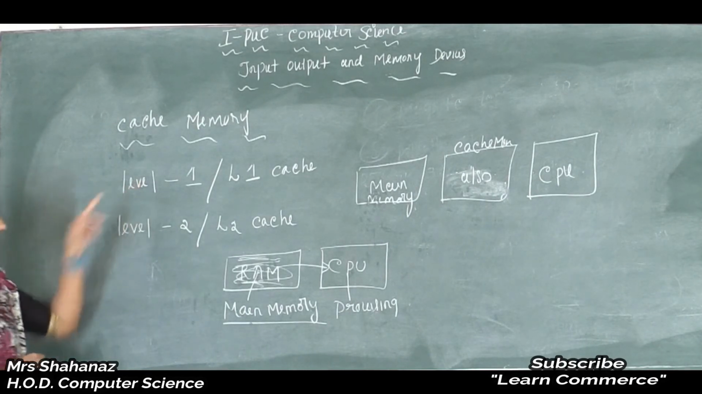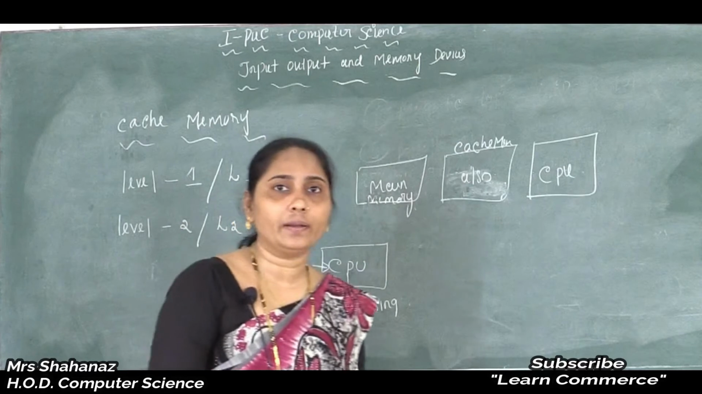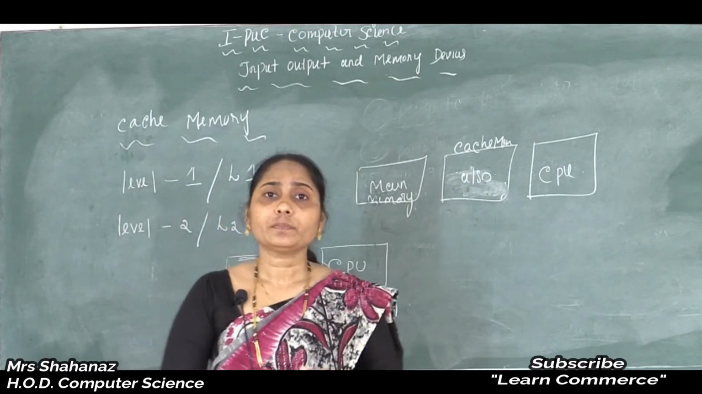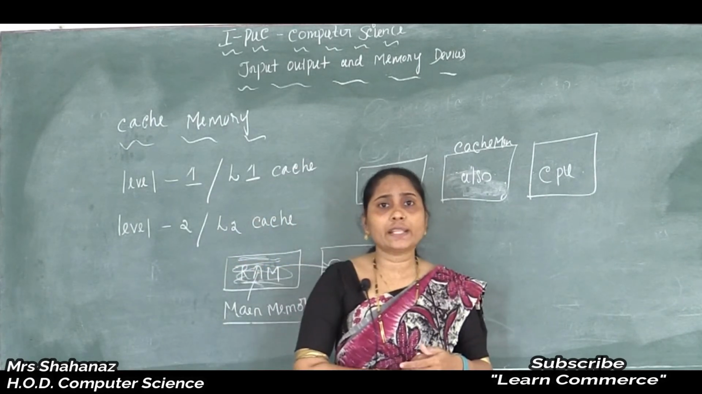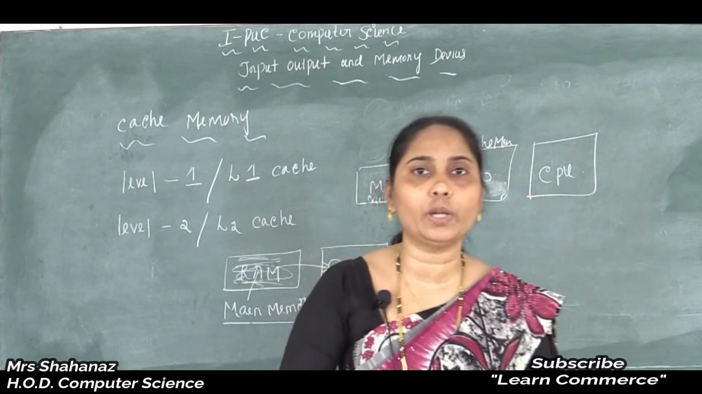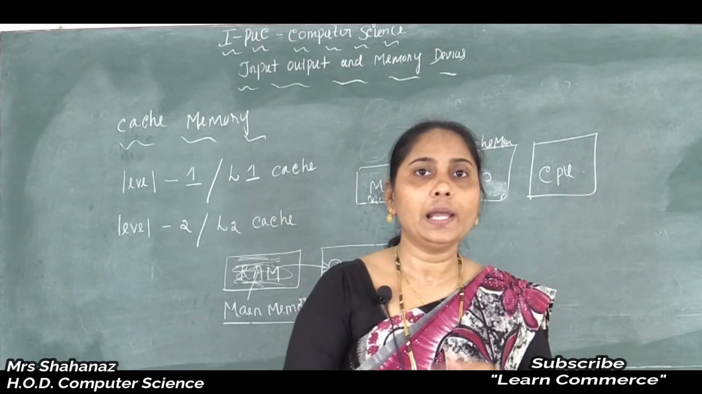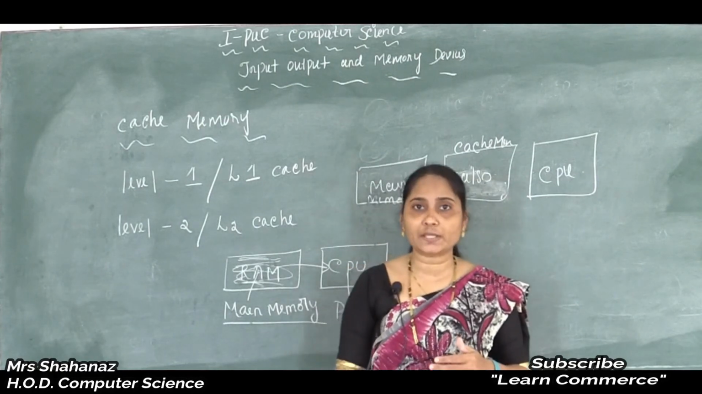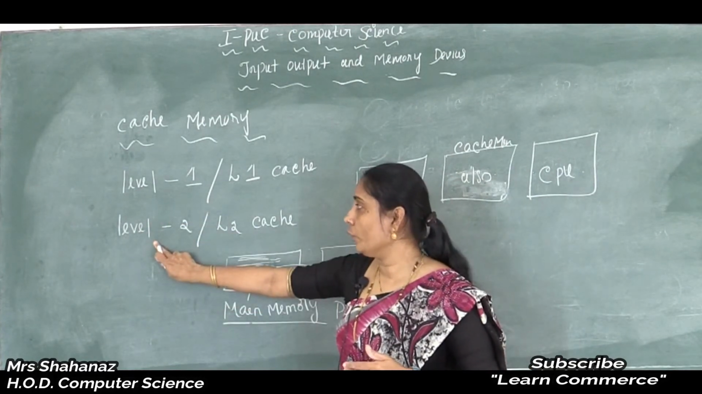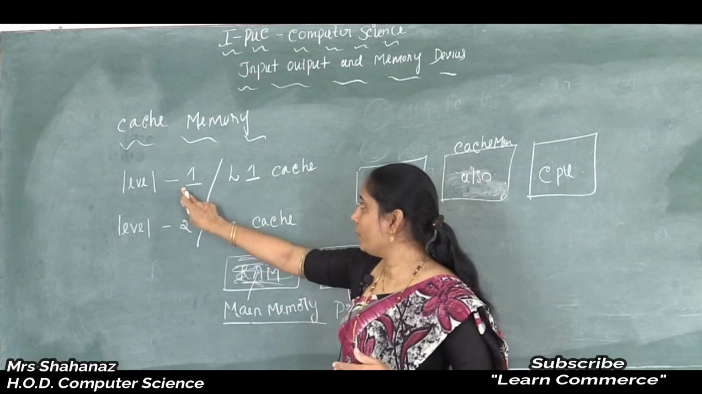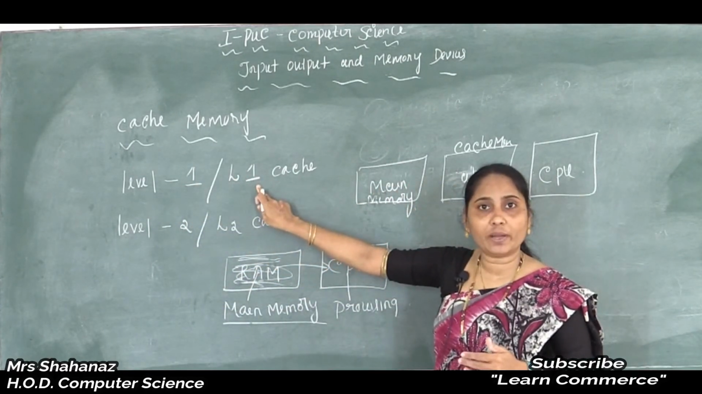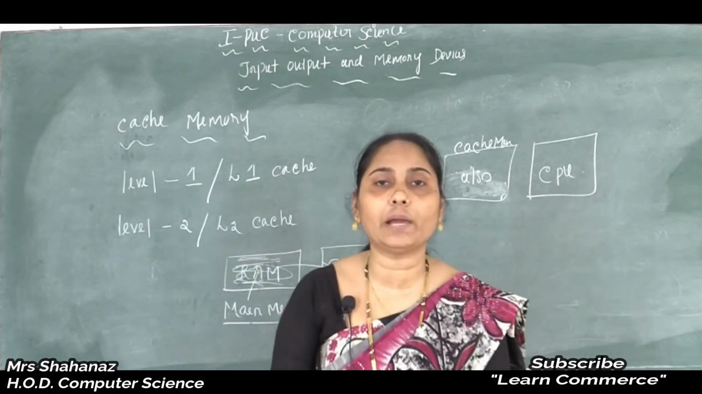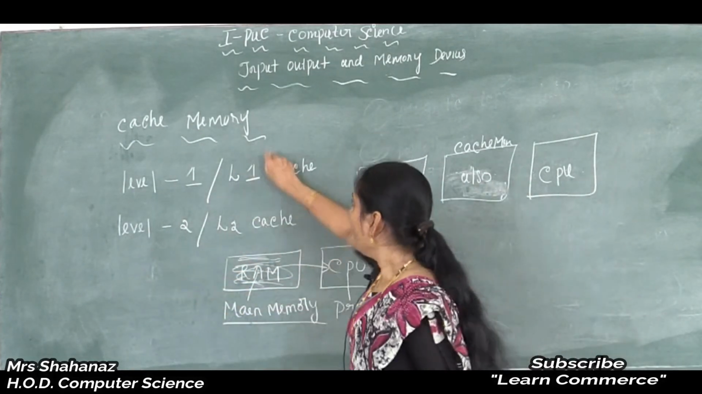I also want to tell about the third type. The first type is level 1, called L1, and it is located inside the CPU. So level 1 means L1 cache, level 2 means L2 cache, and one more is there, the level 3 cache, L3. Now I selected the first one.